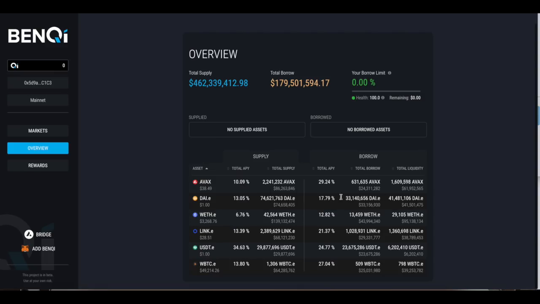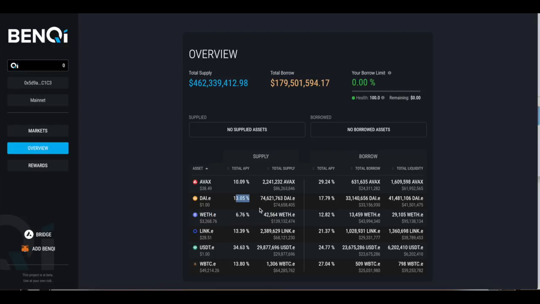So here's the overview and this is the strategy. Right now, these are the different APRs and APYs that you'll get. Well, actually APYs, not APR. This is a strategy you can use. Say you wanted to deposit DAI, you're going to then earn 13% interest in DAI.